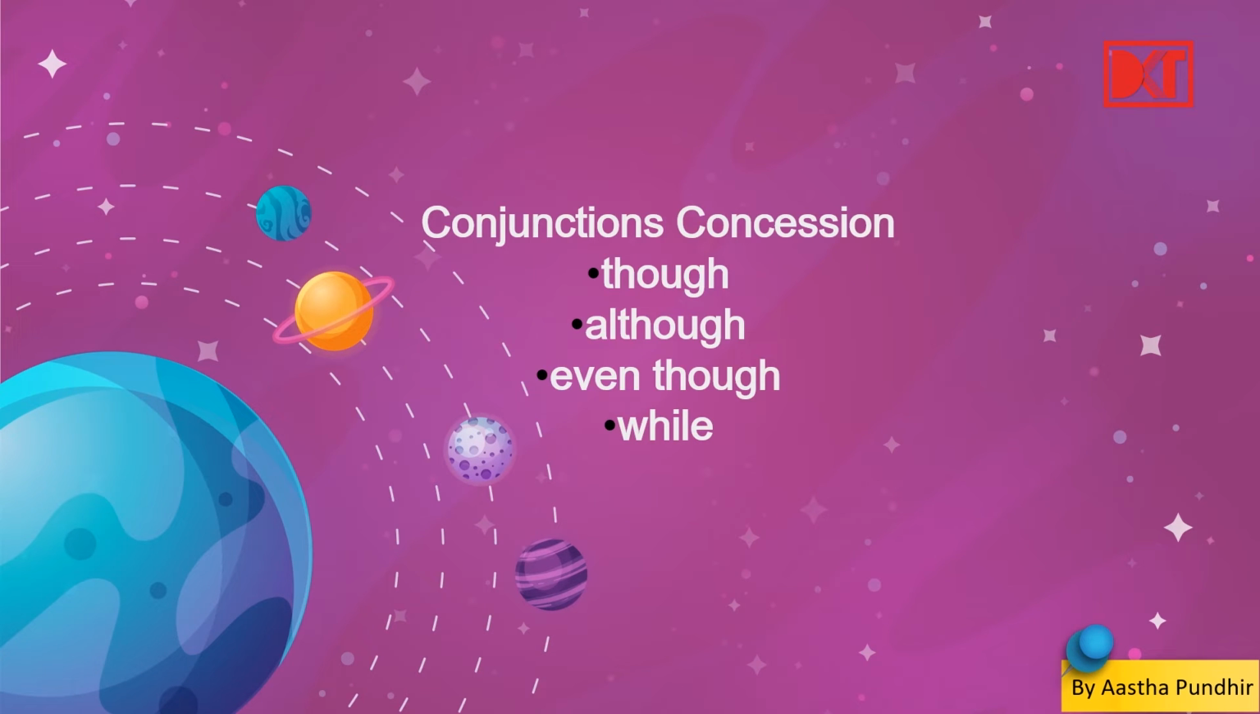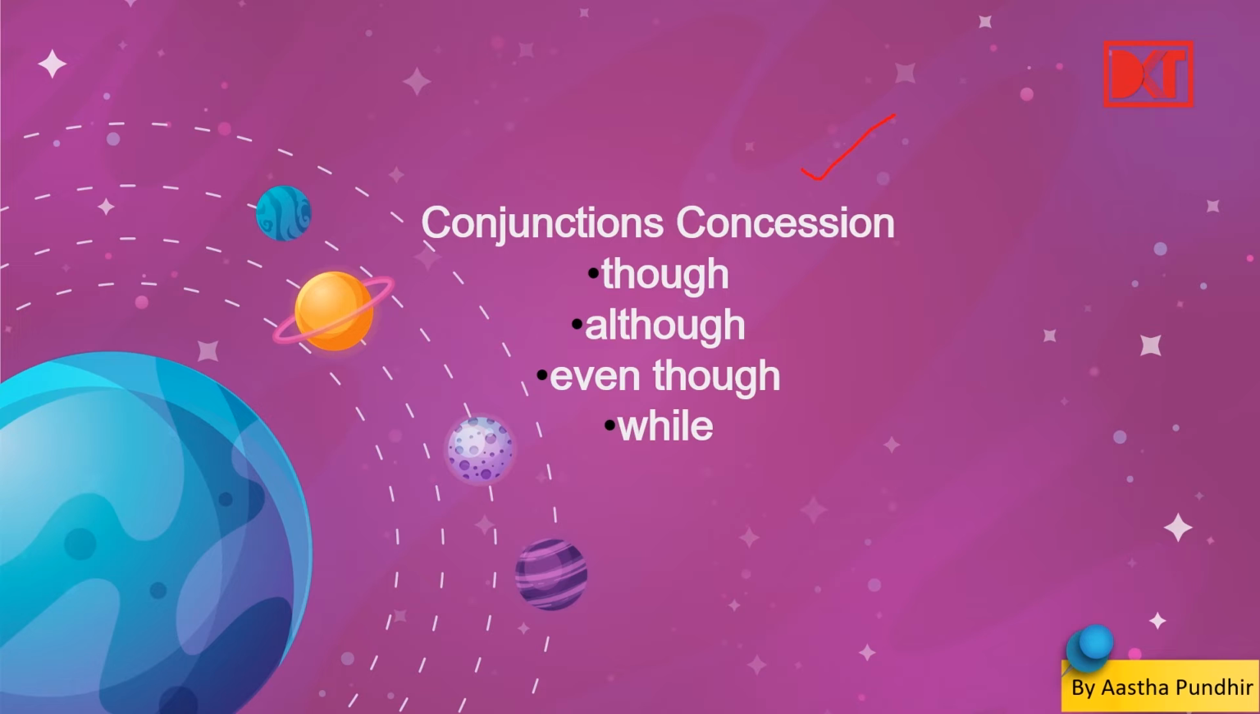Okay, here are conjunctions of concession. They are used for concessioning, like though, although, even though, while, despite. There may be more, I've just given a few as examples for your broader understanding. Nobody is really going to ask you what are conjunctions of concession or what are conjunctions of condition. I'm just telling these to you to give you a broader understanding.